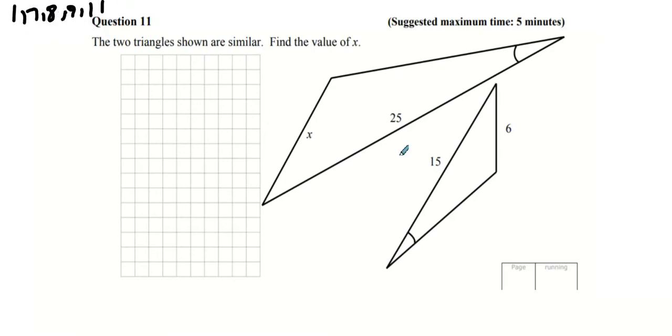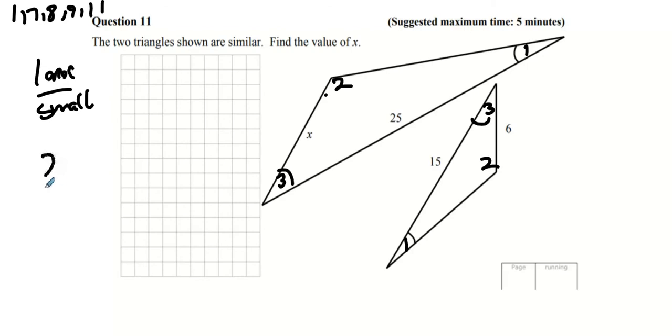These are similar triangles. So mark off this as angle 1. Mark the obtuse one as angle 2. Okay. And we'll call this last one angle 3. In between angle 1 and angle 3 is 25 and the other one's 15. So the large triangle divided by the small, we're going to compare corresponding sides. So 25 is corresponding to 15.